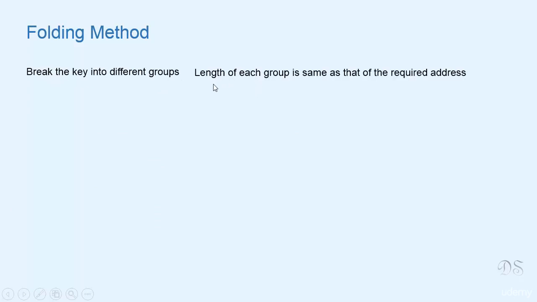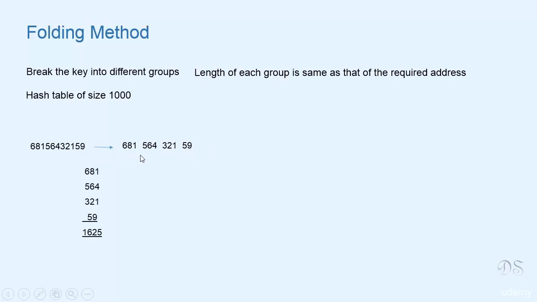Next, we have folding method. In this method, we break the key into different groups such that the length of each group is same as that of the required address, except possibly the last group. Suppose we have a hash table of size 1000 and we have some 11-digit keys. This is one of the keys. We break it into groups of 3 digits. The last group is only of 2 digits.